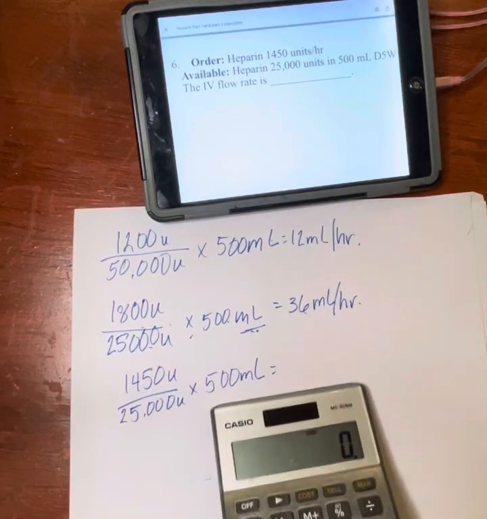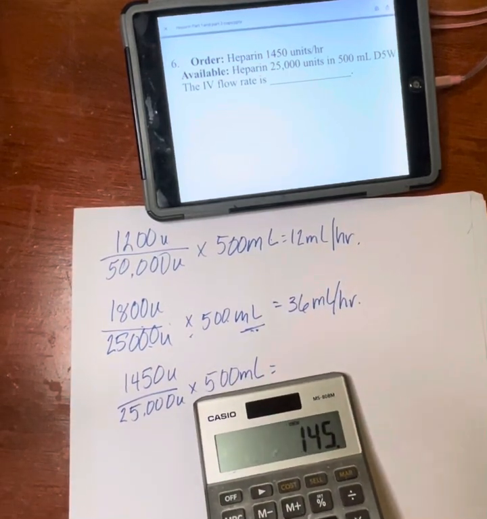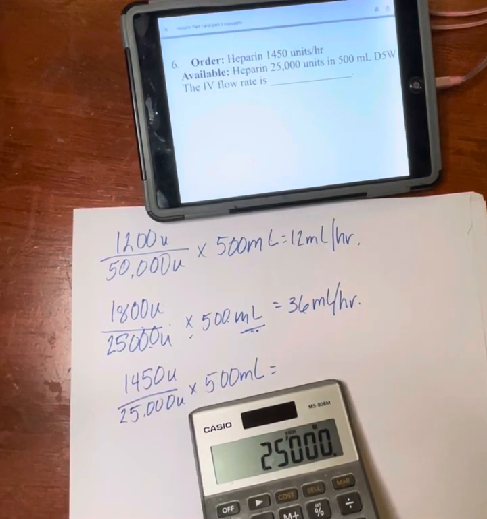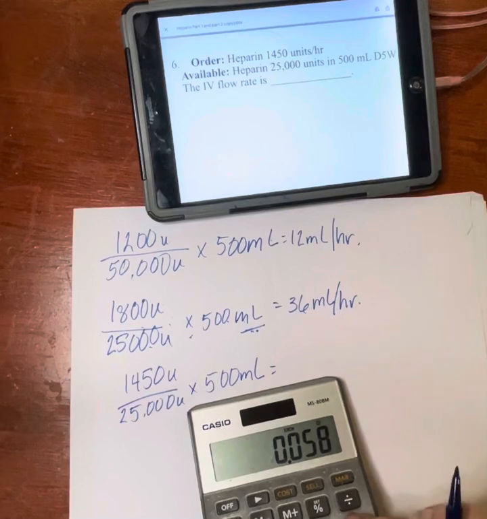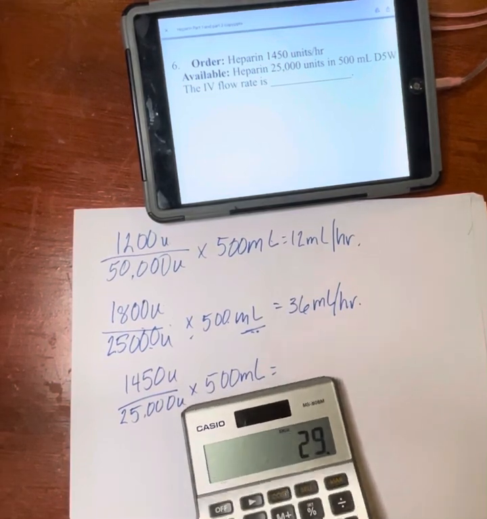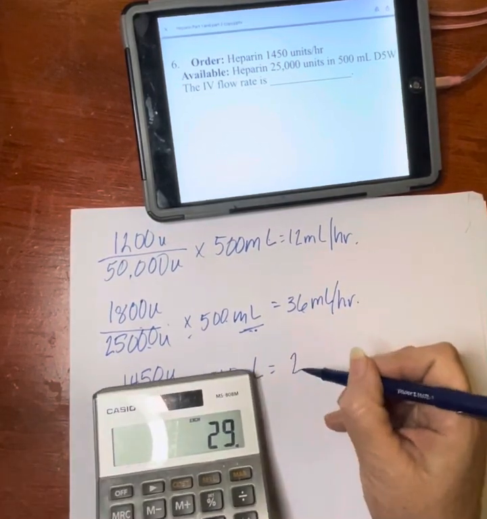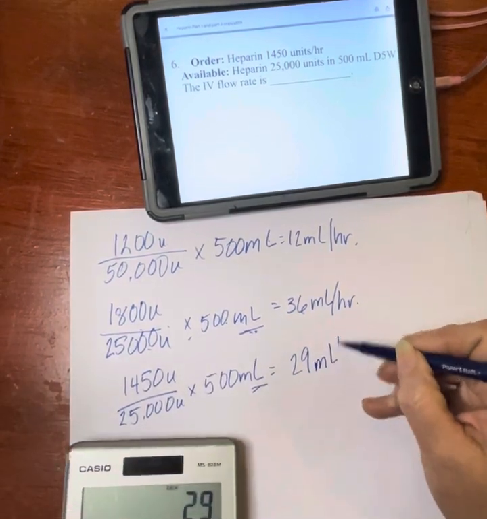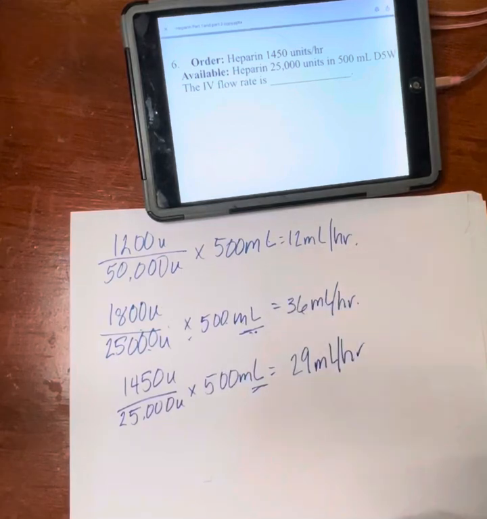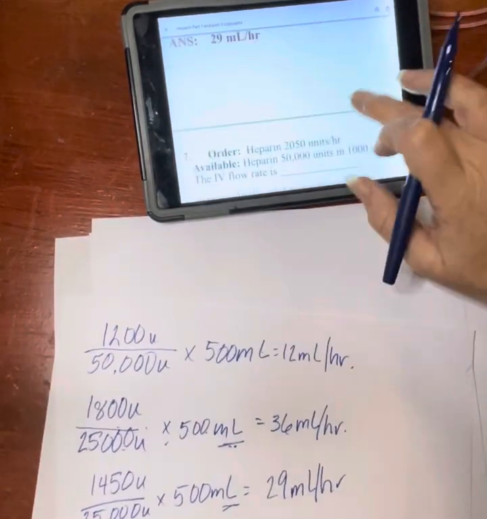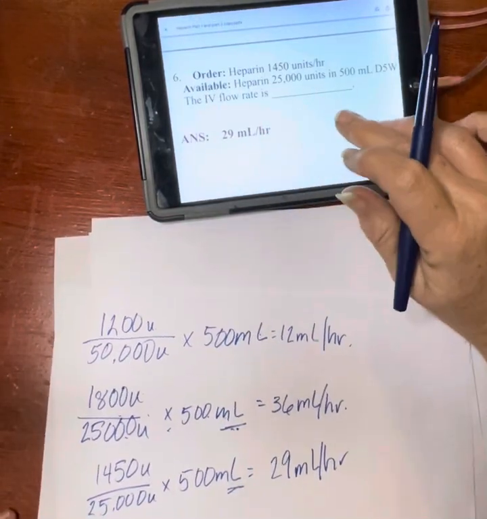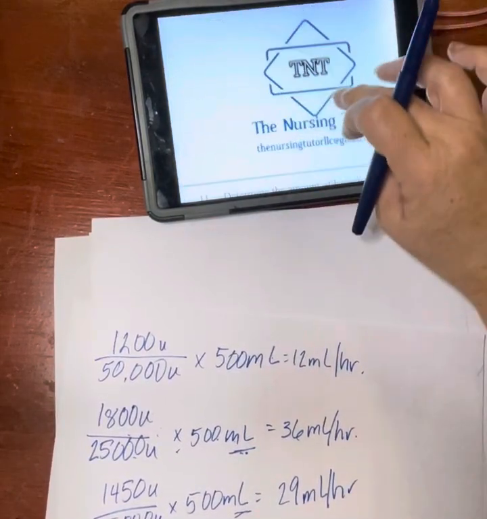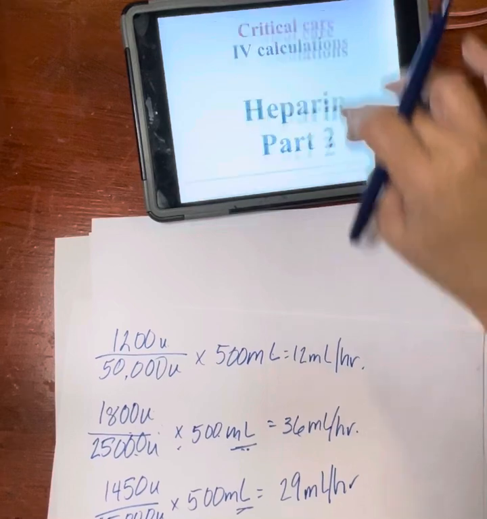Like Olympic gold medalist at this point, 1,450 divided by 25,000 equals times 500 equals 29. What? Whatever you wrote right there. Milliliters per hour. Okay? So that's that kind. Then, and look, we saved them. 29, yeah. And this one's just like it, but I just want to move on to part 2.